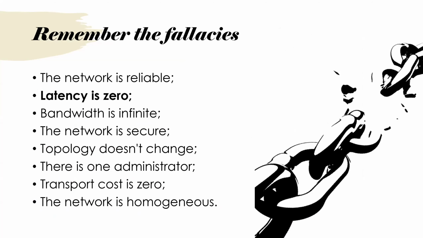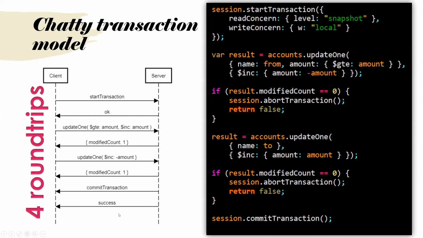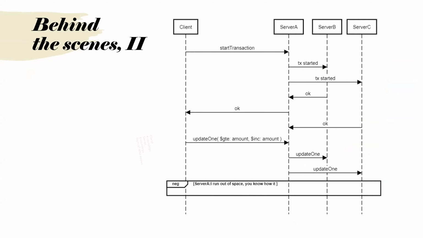And I really love this. Whenever I teach or whenever I talk to people, I keep bringing up the fallacies of distributed computing. They are there and they are real, and people keep falling into the same traps. In particular, latency is 0, because I have 4 round trips. 50 milliseconds, 50 milliseconds, 50 milliseconds, 50 milliseconds. That's a lot of time that I'm wasting.